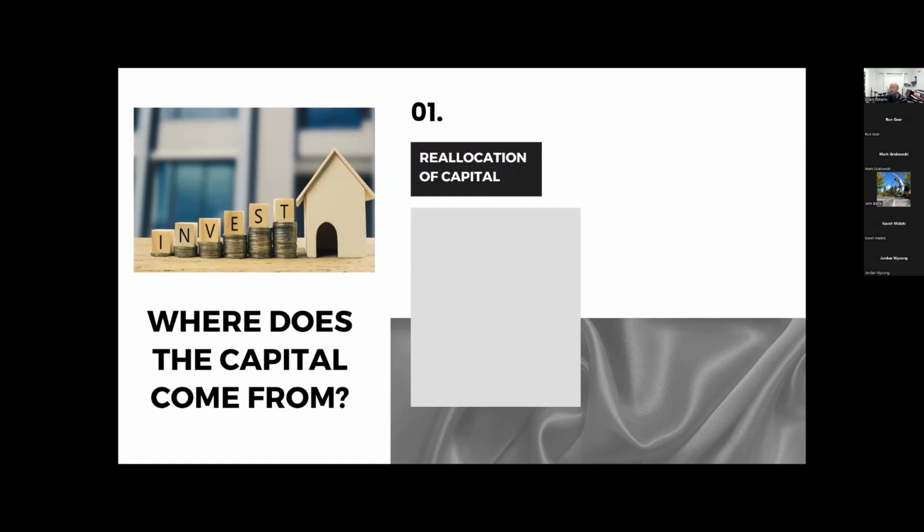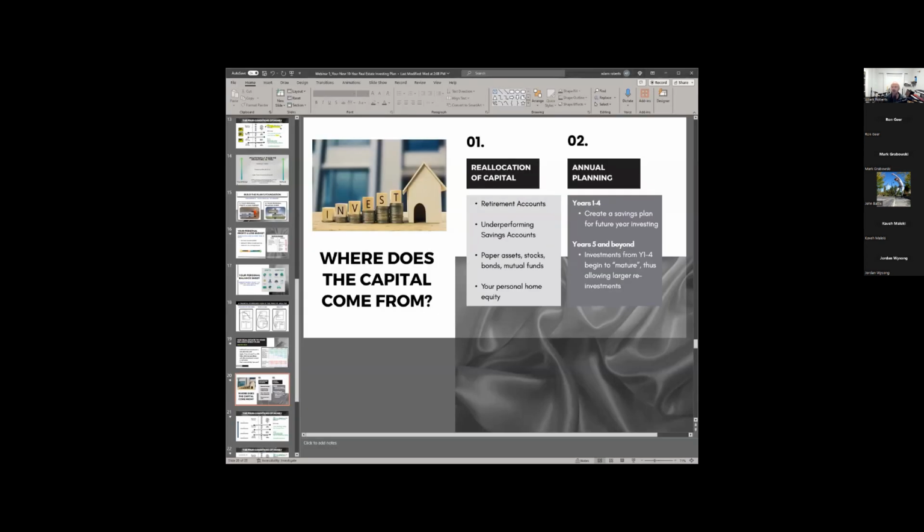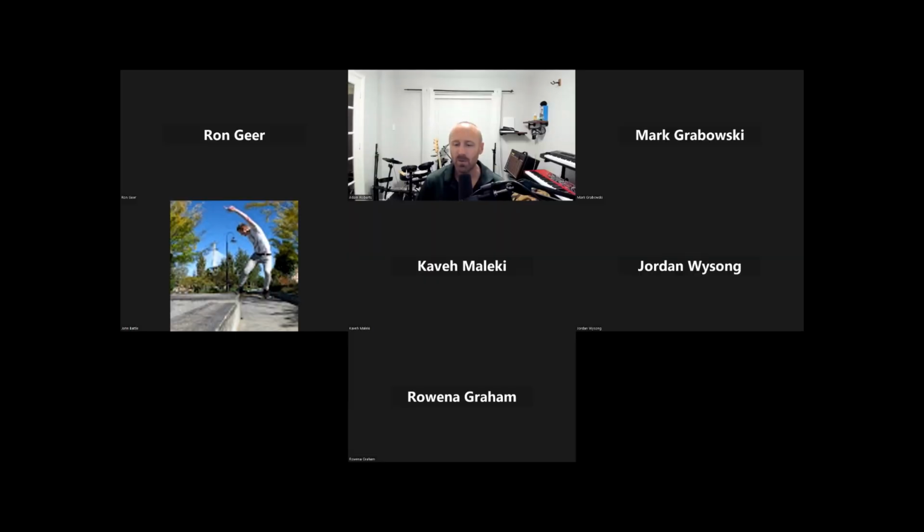Okay. Where does the capital come from? Actually, this is a good point. Let's break away from this. I'm going to stop sharing my screen and pull up the spreadsheet, because I want to go through this in real time. So let me share my spreadsheet here.